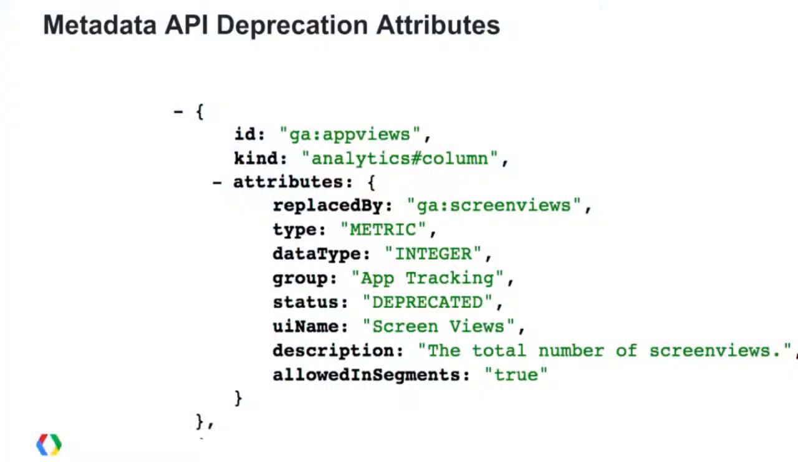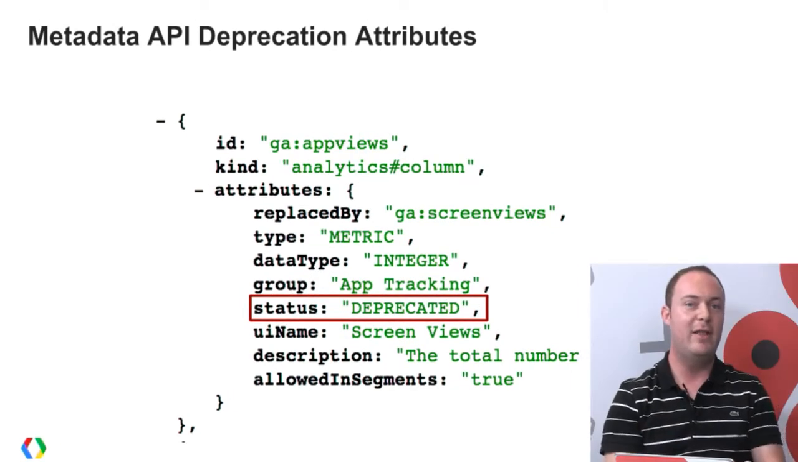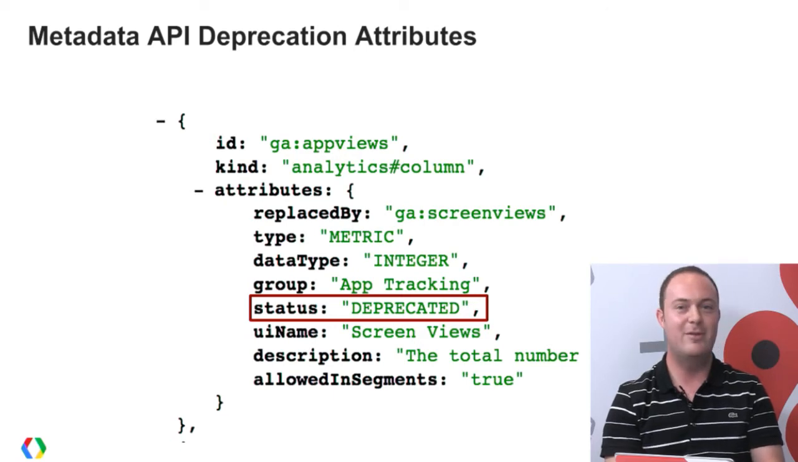So let's take a look at some of these attributes. Yeah, see how it manifests in the actual response. So you'll see that there's a few different attributes here, as Nick mentioned, which was the status. So when this gets deprecated, this will change from public to deprecated. And you should always be checking for this value to make sure that the dimensions and metrics you're using are still valid and can be used in a query.